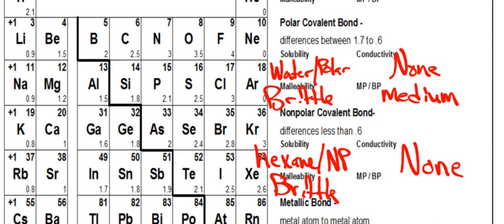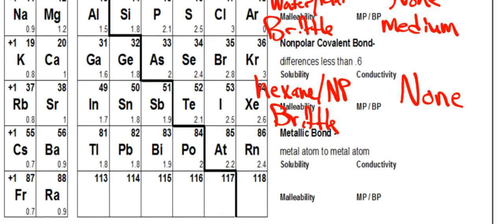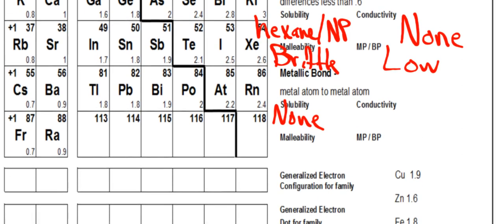Melting point and boiling point, these are the ones that we consider to be low. Then, our metallic bond. Did any of the metals dissolve in anything? No, metals don't dissolve, so put none. Do the metals conduct? Yes. Now, I'm going to put yes.